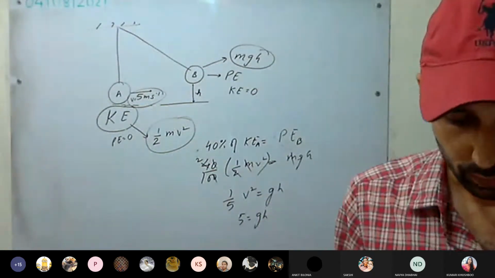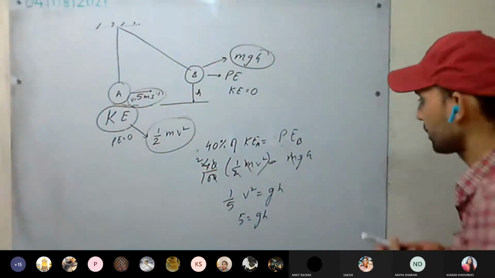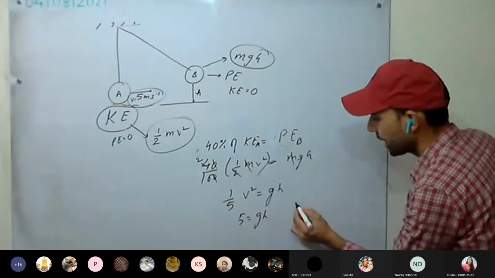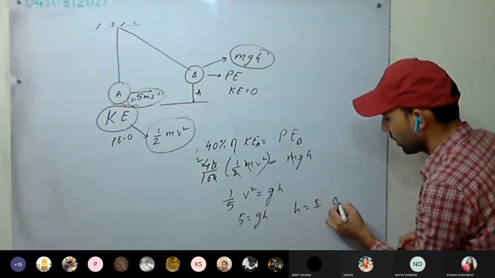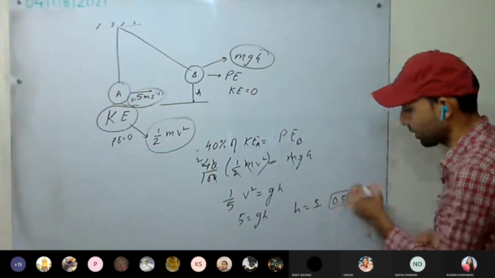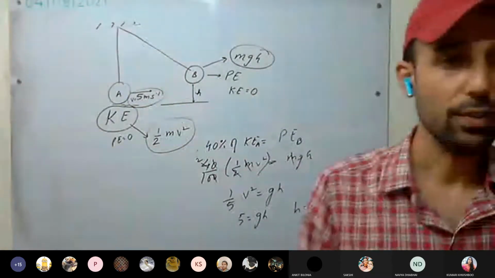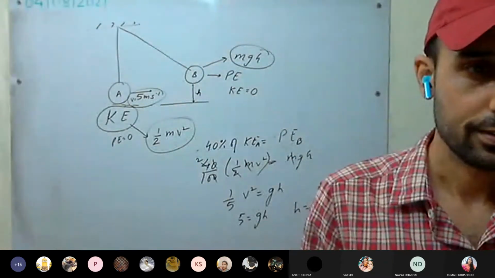And h is how? g is 10. g is 10, h equals 5 by 10. That is 0.5 meter. Is this clear now? Have you understood?